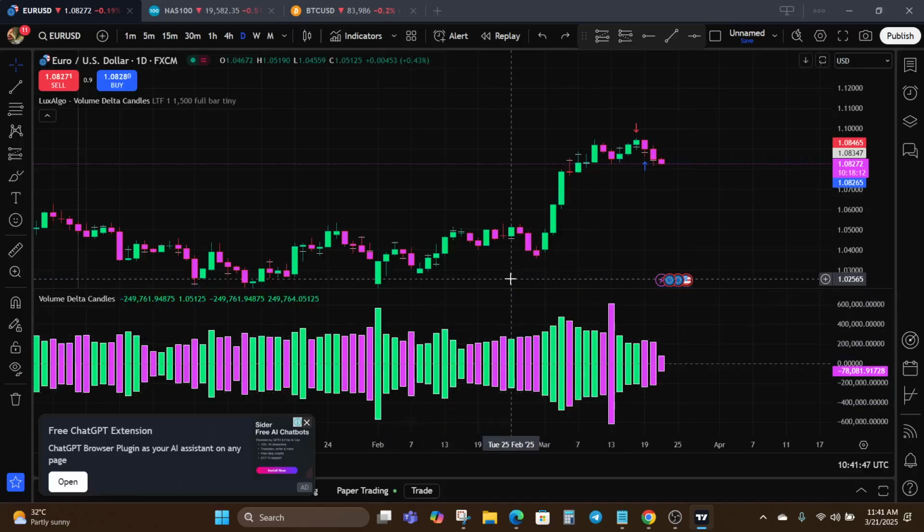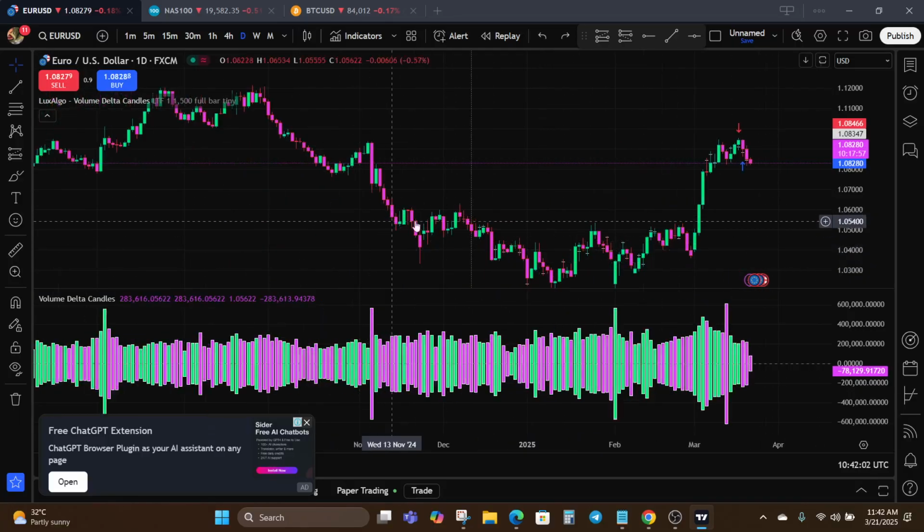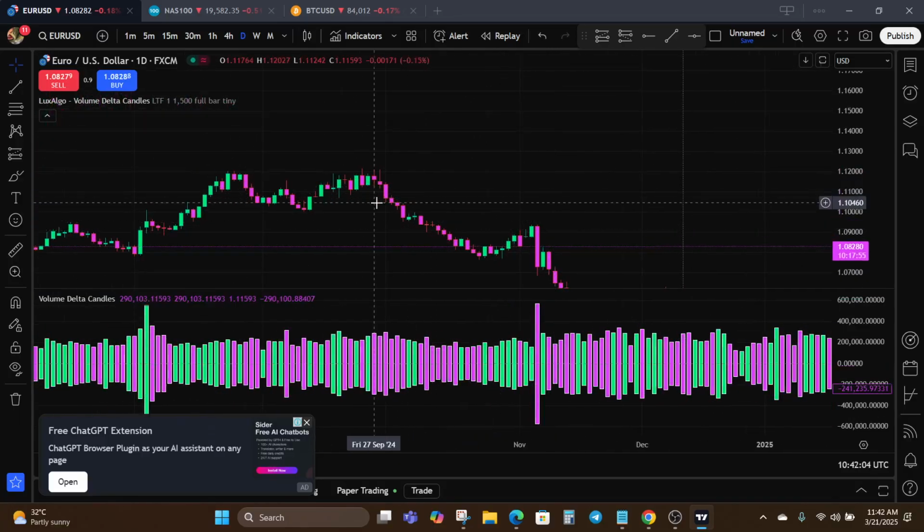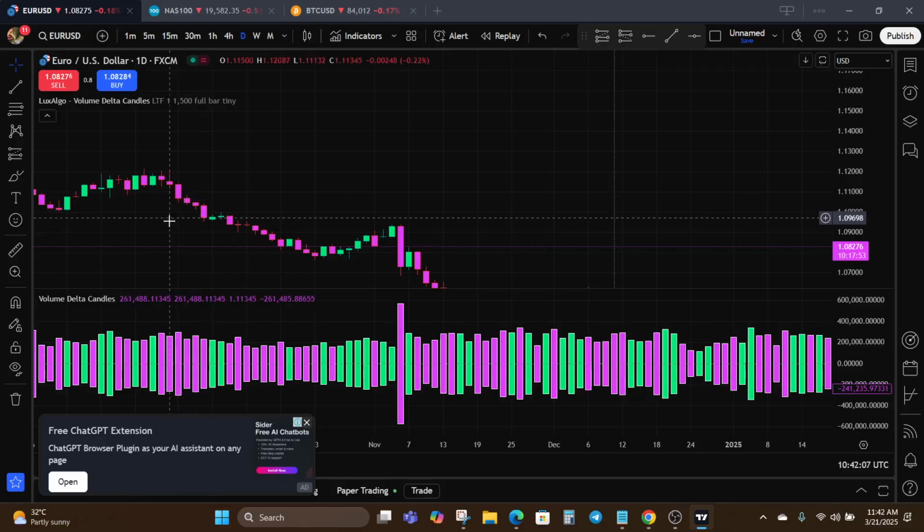When you notice large purple delta candles, or large red candles depending on the coloring that you are using, it means heavy selling pressure. So if price is also falling, that signals a downtrend. When you have price falling and you have those large purple candles, it actually signals a downtrend. Then now we want to talk about divergence.